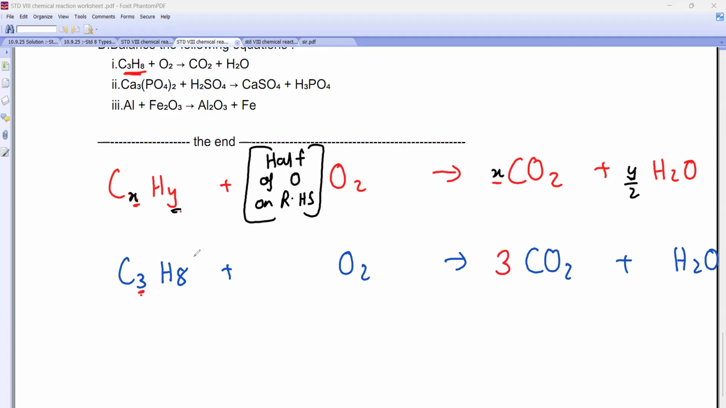What is the value of y? 8. So y by 2. So 8 by 2 is how much? Don't you know division? 8 by 2. 4. Now count O. How many O are here on the right hand side? 3 into 2, 6. 6 plus 4.